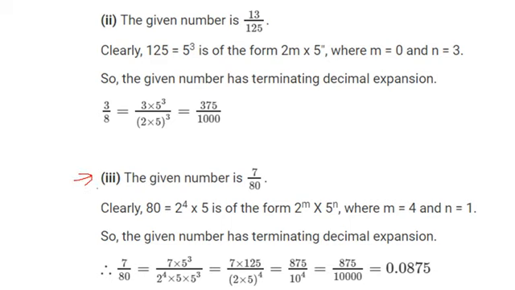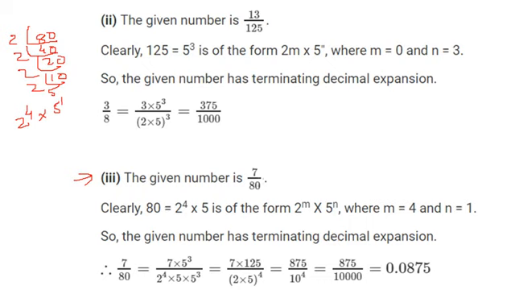Okay, 7 by 80. Now 7 by 80, first of all, let us find out the factors of 80. So 2 40s are 80, 2 20s are 40, 2 10s are 20, 2 5s are 10. So these 2s can be written as 2 to the power 4 and 5 as 5 to the power 1. Now 80 can be written in the form of 2 to the power m and 5 to the power n. That means this given number has a terminating decimal expansion. This 2 to the power m and 5 to the power n has given us this idea.